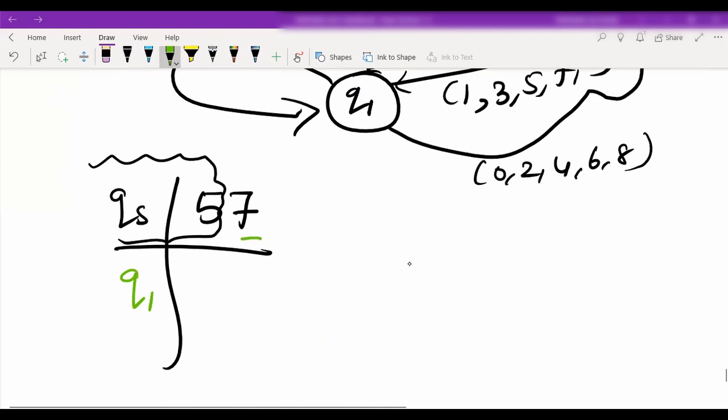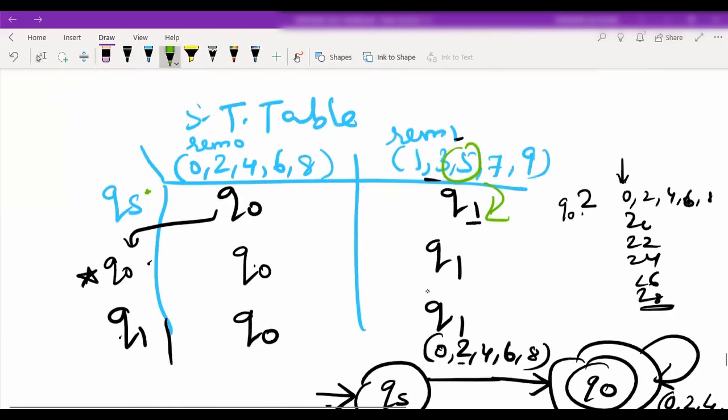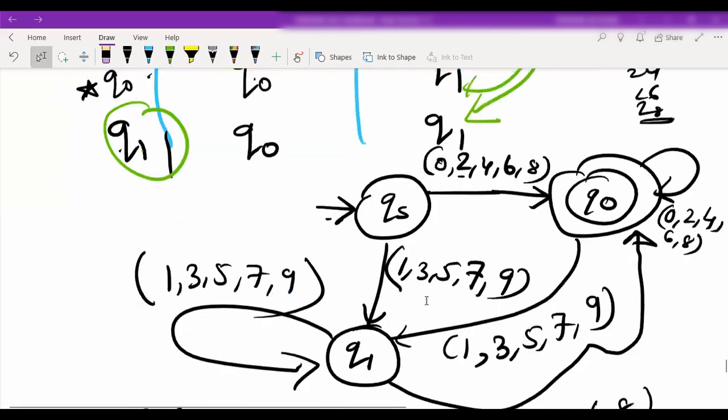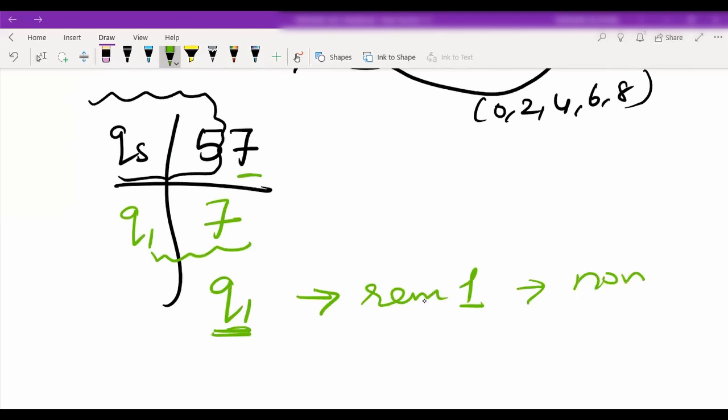Which number is remaining? Number 7. So we write Q1 on 7, where does it go? 7 is an element of remainder 1, so Q1 on 7 goes to Q1. The state Q1 represents remainder 1. That means this is a non-final state. So this string is not accepted by our finite automaton.